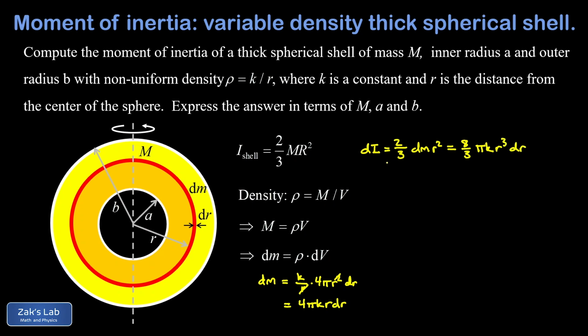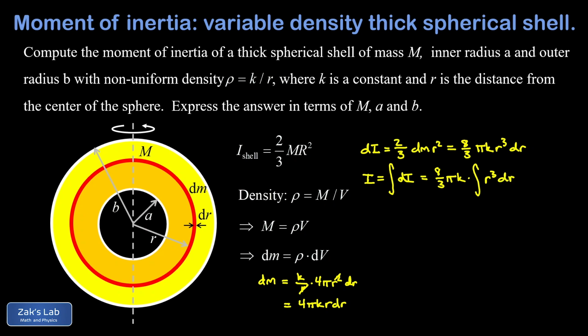Now that we have an expression for our moment of inertia increment entirely in terms of one variable, we just use an integral to sum those up. So the total moment of inertia is the sum of all the moment of inertia contributions. This is what an integral does. It adds up infinitely many infinitesimal contributions and tells you what the total is. So when we plug di into this integral, all the constants can come out in front. So I end up with an 8/3 pi k times the integral of r cubed dr.